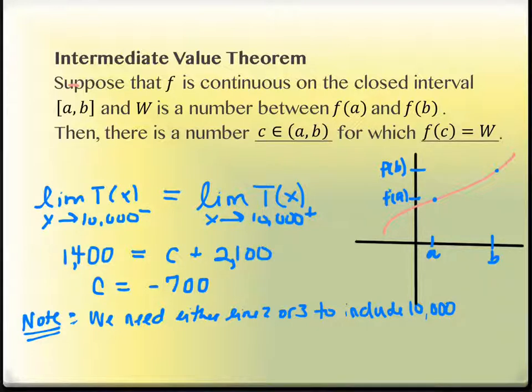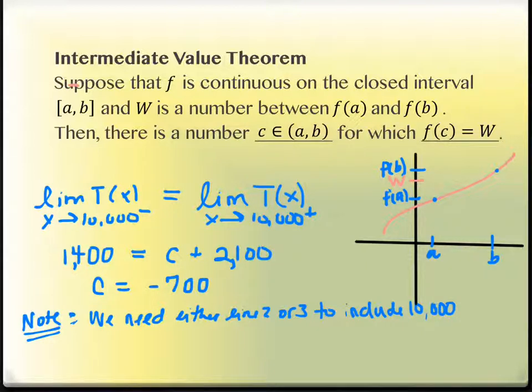So that's the very first sentence. The function is continuous between A and B. F of A and f of B are the Y values that go with them. The next thing it's telling us is that W is between f of A and f of B. So it's saying that I've got some number W in between.